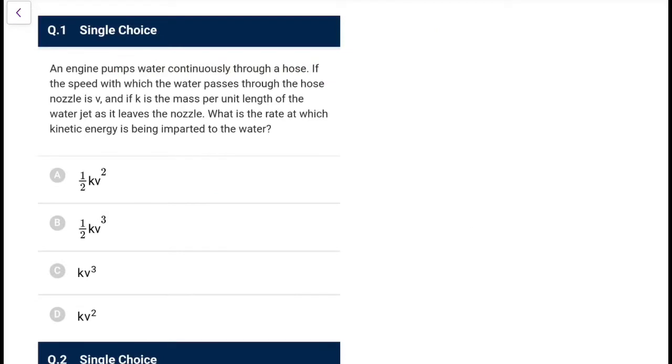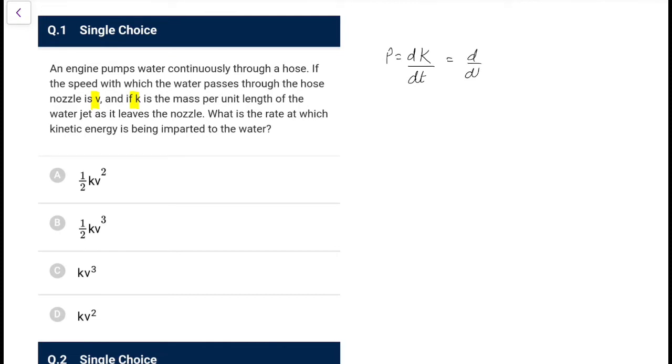Hello students, so first question. An engine pumps water continuously through a hose. The speed with which the water passes through the hose nozzle is given as V, and k is the mass per unit length of the water jet as it leaves the nozzle. What is the rate at which kinetic energy is being imparted to the water? That means simply the power. Power is simply the rate at which energy is imparted, dK by dt.